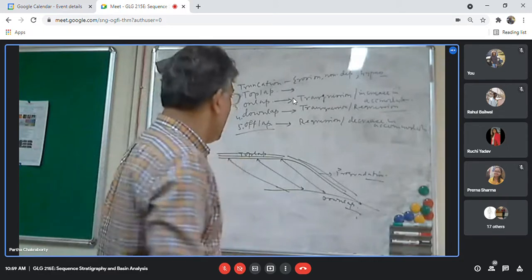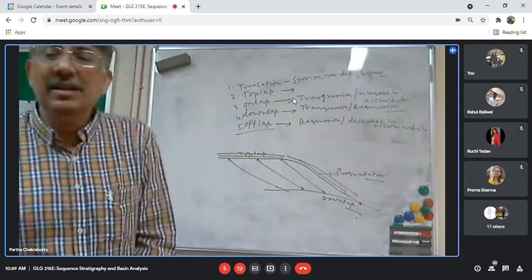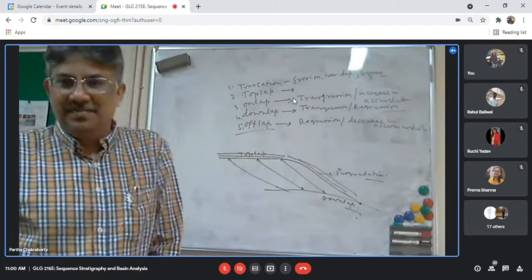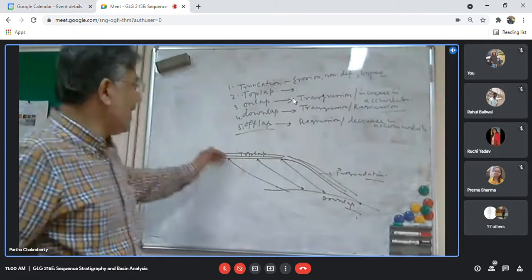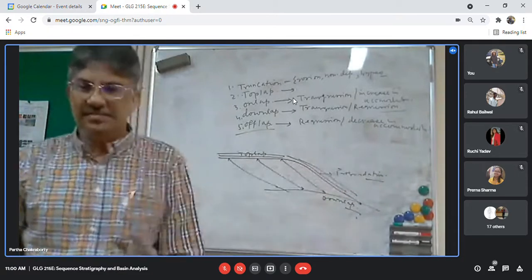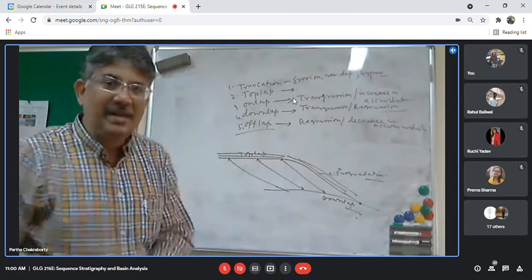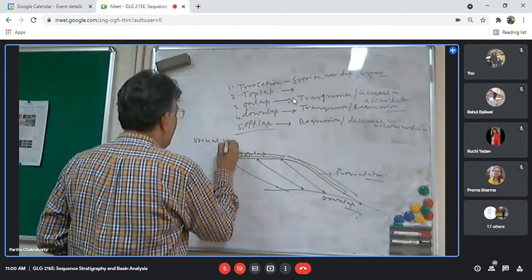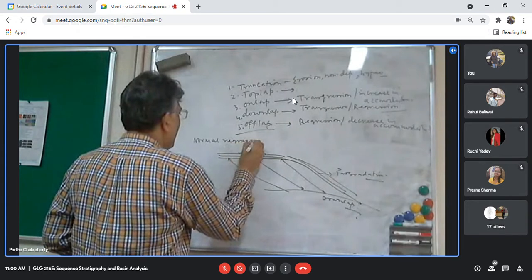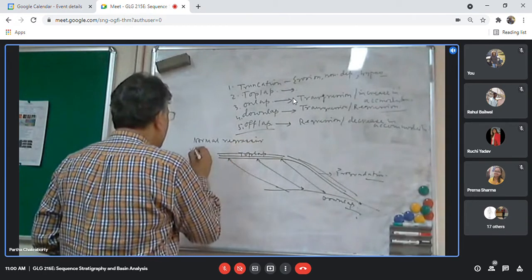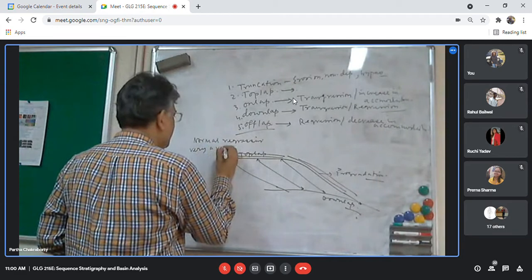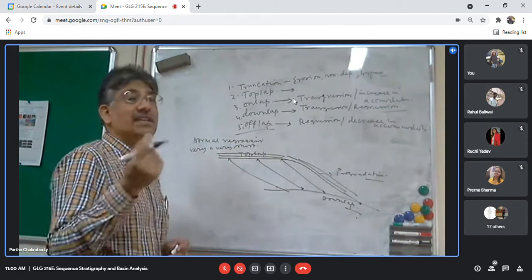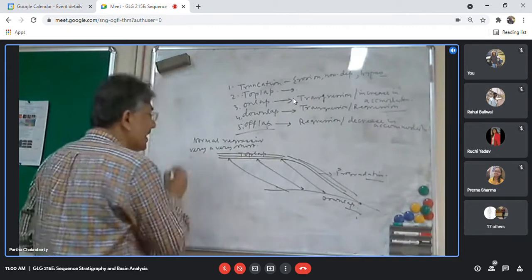Okay. Then the question is why it is happening and when it will happen like this, that it is not aggrading, but it is prograding. It can happen in case of normal regression, for a very short period of time, because it requires a very delicate condition to prevail. What is the delicate condition?